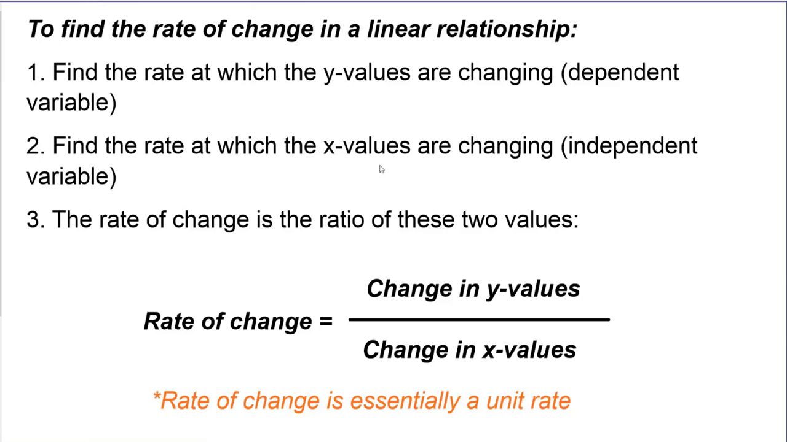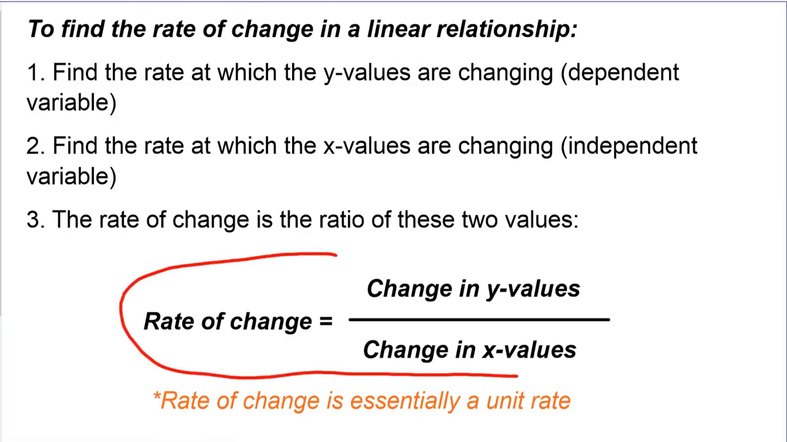So how do you find the rate of change in a linear function or a linear relationship? Well, the first thing we need to do is find the rate at which the y values are changing. That's the dependent variable. And find the rate at which the x values are changing. That's the independent variable. And then the rate of change is the ratio between those two values. So it looks a lot like this ratio that I have at the bottom here. The rate of change is equal to the change in the y values over the change in the x values. Again, this is a ratio, and it's basically a unit rate. So if you remember doing unit rates in chapter 5, this will be very similar to that.